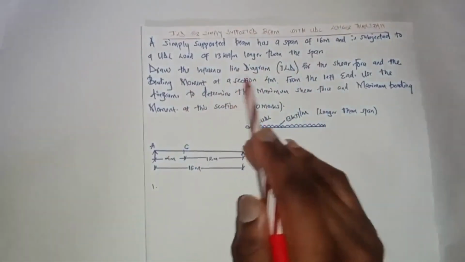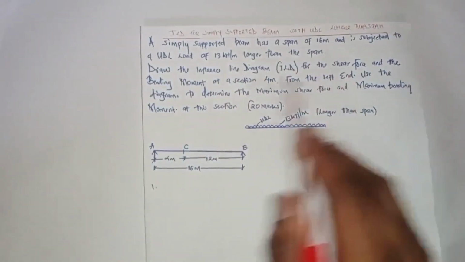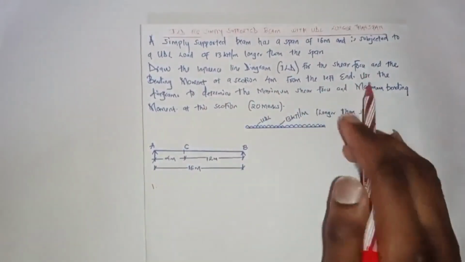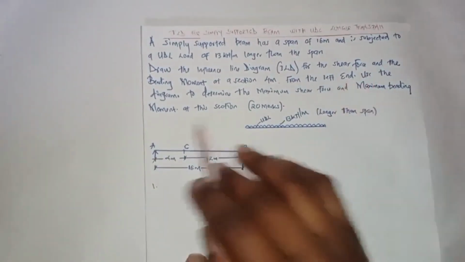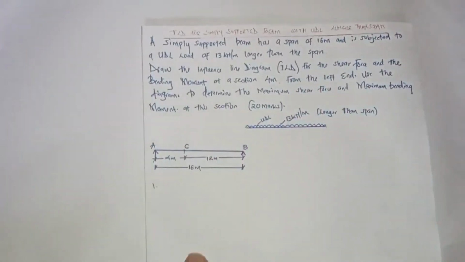Draw the influence line diagram, the ILD, for the shear force and the bending moment at a section 4 meters from the left end, or from the left support A. Use the diagrams to determine the maximum shear force and maximum bending moment at this section.